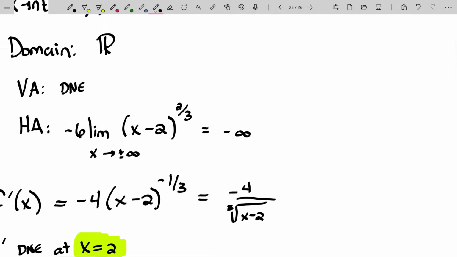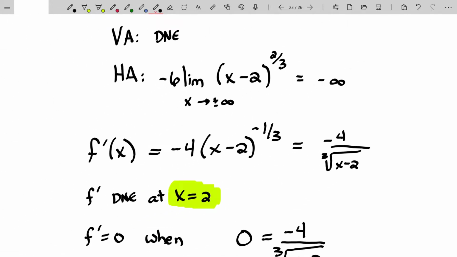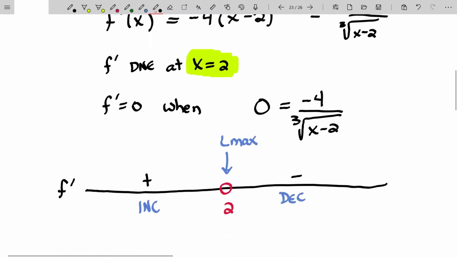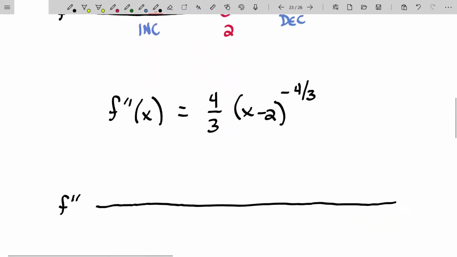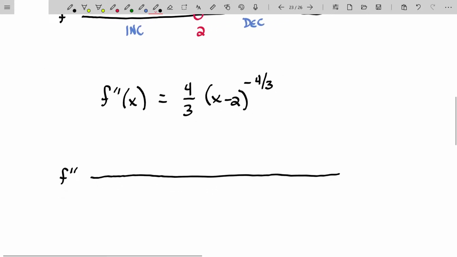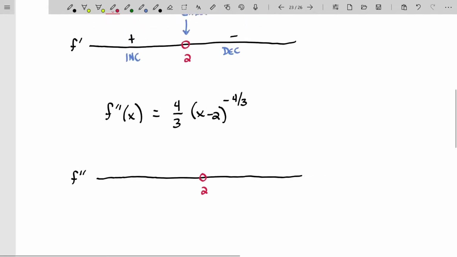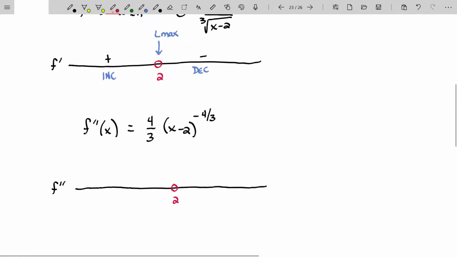Now, the critical numbers of f prime occur when its derivative is 0 or does not exist. That means when the second derivative is 0 or does not exist. So we're looking for the critical numbers of f prime, and we find out those occur at 2. And again, the second derivative doesn't actually exist at 2. All right, that's perfectly fine. But our function is continuous. That's what's important. Okay, so let's go ahead and figure out the signs of our double derivative.